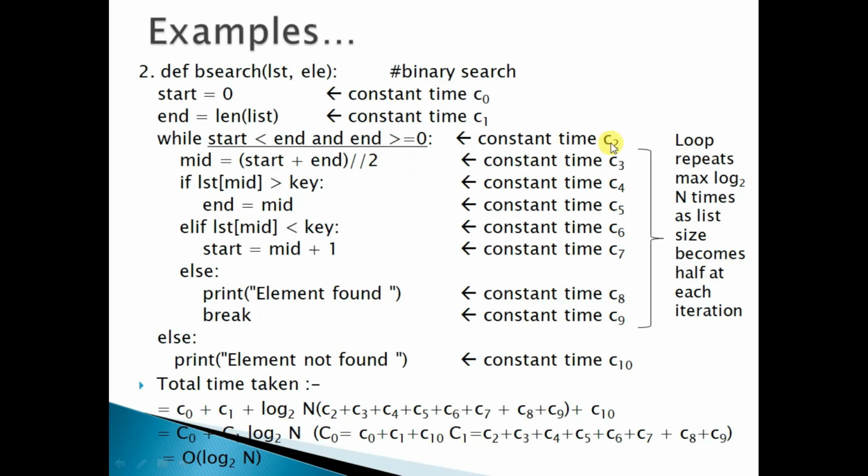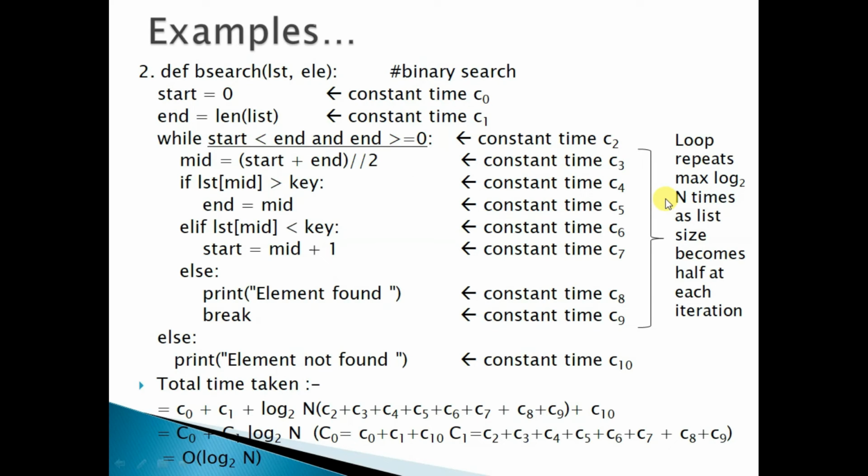It will also require a time, that is C2. Then we have these statements. We have an if block. So how do we calculate the complexity of this block? First we calculate the complexity of this if statement, and then we calculate the complexity of any one of the following. So we have written all the constant times that are required for these statements to execute, and we have seen that this loop will run maximum up to log n times.